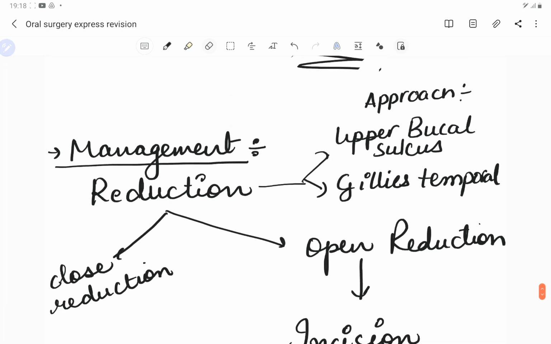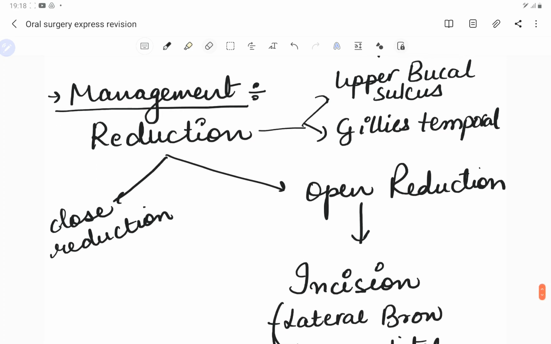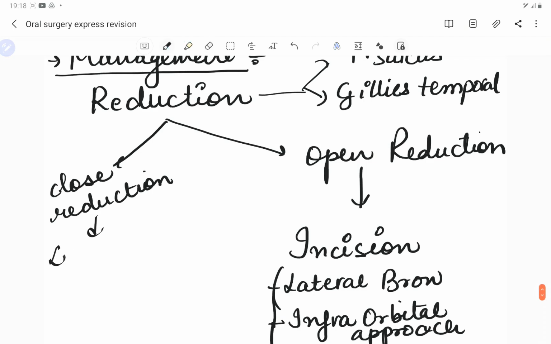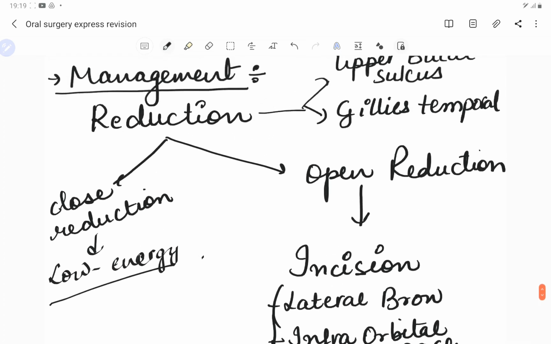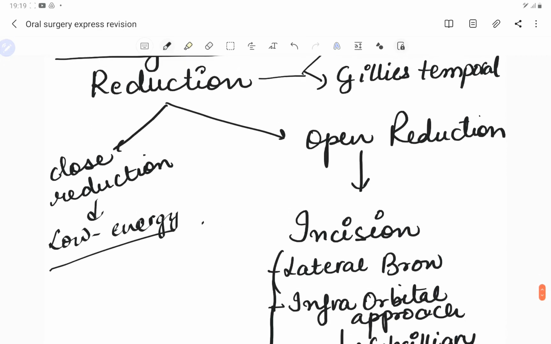But we'll be talking about two approaches. In this zygomatico-maxillary complex fracture, the two most important approaches are the upper buccal sulcus approach and the Gillies temporal approach. So once you have done the reduction, in case there is a minimally displaced zygomatic complex fracture, or if there is no displacement, so in case of low energy fracture, I must say, we go for the closed reduction. In case of open reduction, we have to expose the parts surgically and then approximate them back together.